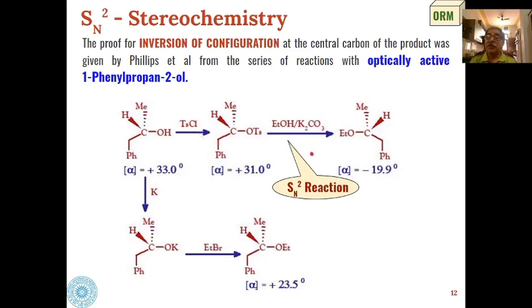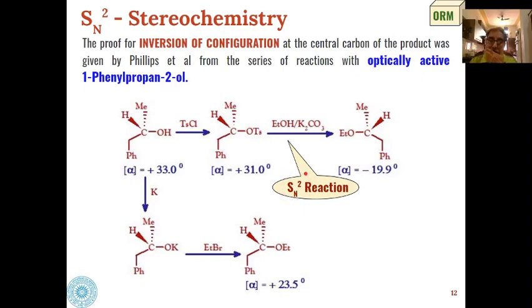When this substrate undergoes an SN2 reaction in presence of ethyl alcohol and potassium carbonate, what will happen? This will act as a nucleophile, and this lone pair of oxygen will get attached to this carbon, and tosylate will leave as a leaving group. So that means tosylate will be replaced by ethoxy, or tosylate will be substituted by ethoxy. So that is why we call it a substitution reaction.